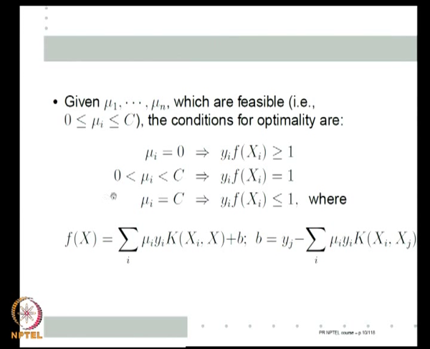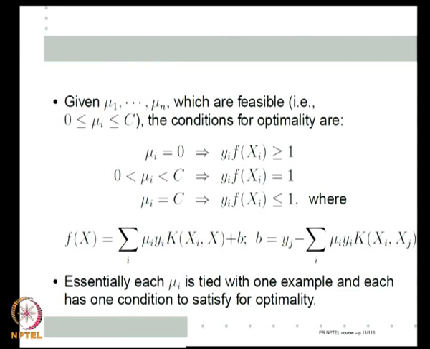If mu_i is strictly between 0 and c, yi of xi is equal to 1, and if mu_i is equal to c, then yi of xi has to be less than or equal to 1. Right. So, this is the optimality constraint. Essentially, it is as if every mu_i is tied with one example. Even in the constraints of the primal, every constraint is tied with one example, so every mu_i is tied with one example.